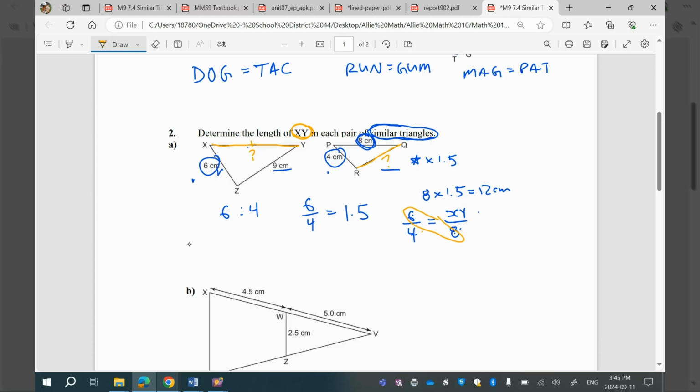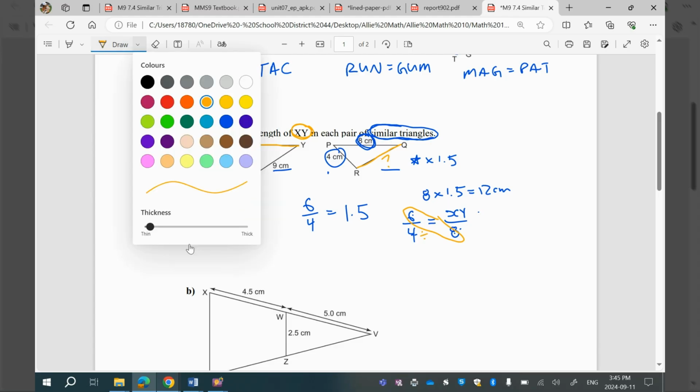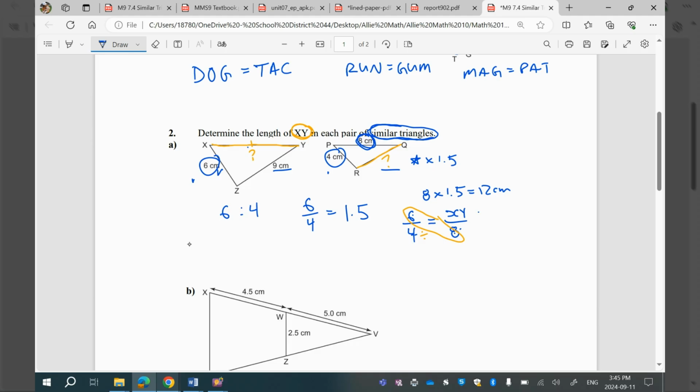So divide by that 4. And you'll notice we have 6 times 8, which is 48. 48 divided by 4 equals 12 centimeters. So we got there. Either way is fine.